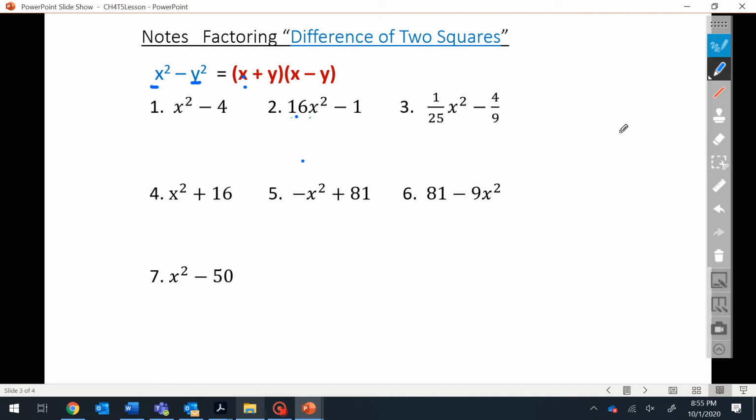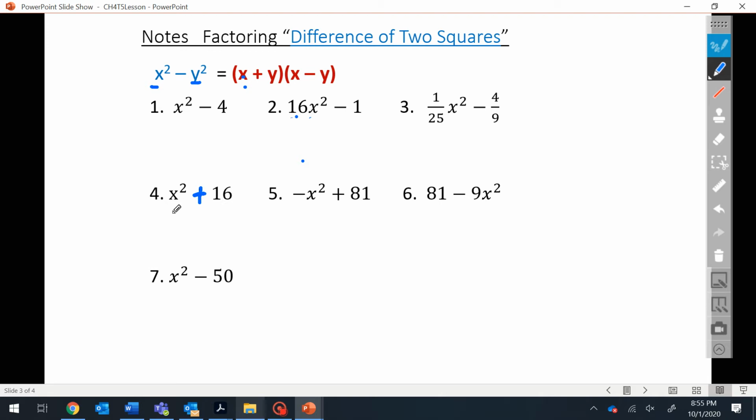And actually, we have a problem here because x squared plus 16 is not a difference of squares. It's a sum of squares. And there's no way to make it a difference of squares. So this one, we can't actually do.